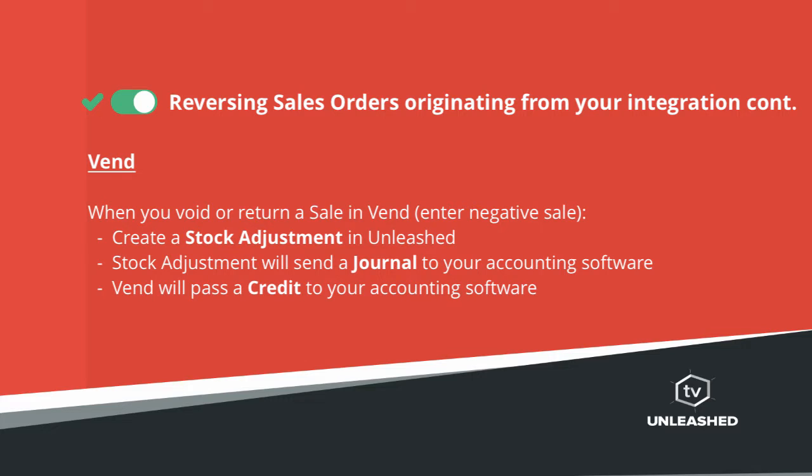For Vend, if you have voided or returned a sale in Vend, and you would do this by way of entering a negative sale in Vend, you would need to create a stock adjustment in Unleashed to reflect the changes in Vend. The stock adjustment will then send a journal to your accounting software. A credit will also be passed from Vend to your accounting software.